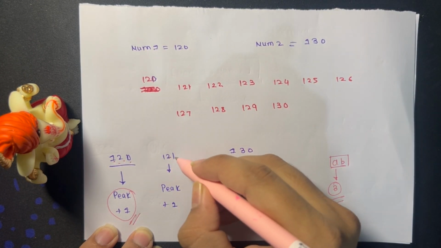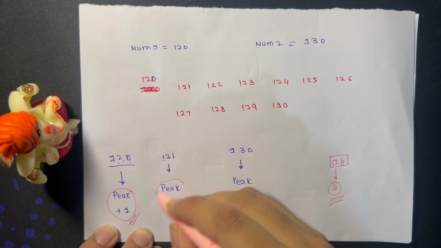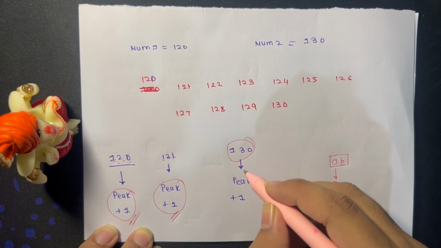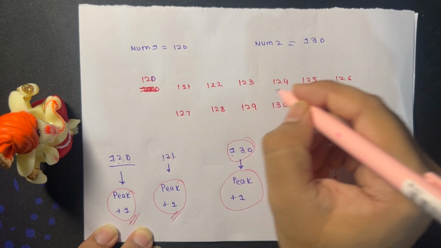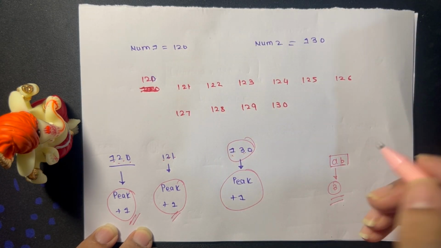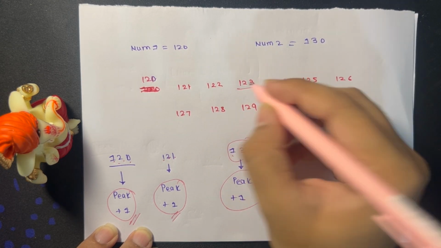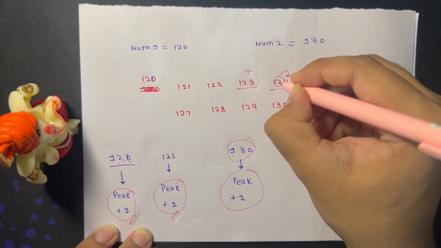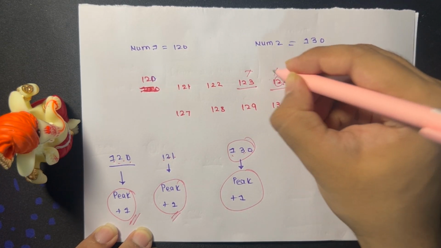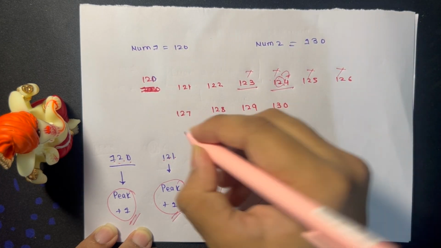121, 2 is greater than 1 and 2 is greater than 1. So peak plus 1. 130, 3 is greater than 1 and 3 is greater than 0. So peak. If you see other numbers, we don't get a peak or valley anywhere. If you see 123, no combination is possible. If you see 124, 2 is less than 4 and 2 is greater than 1. Nothing can be done here, and so on.